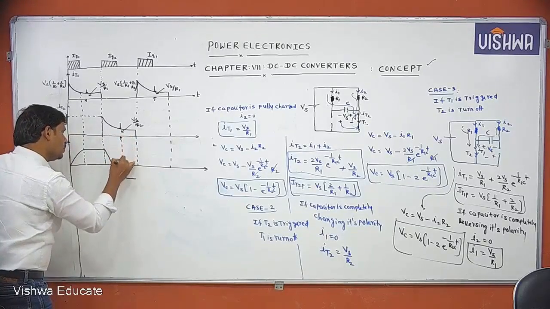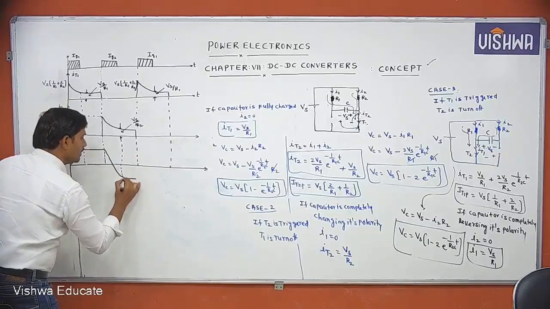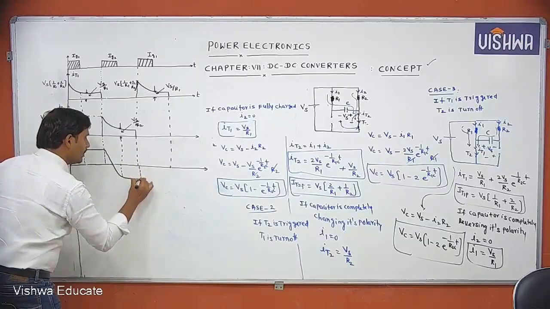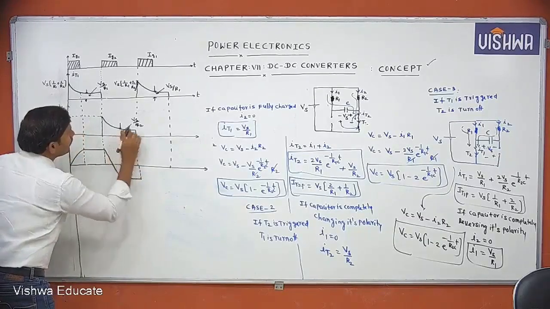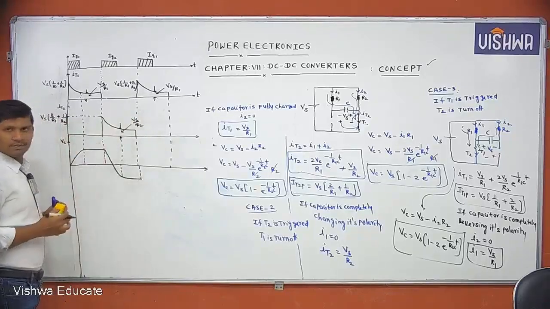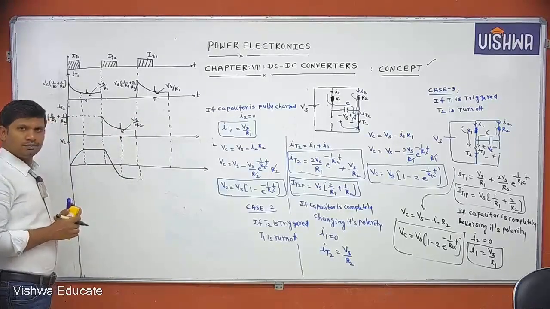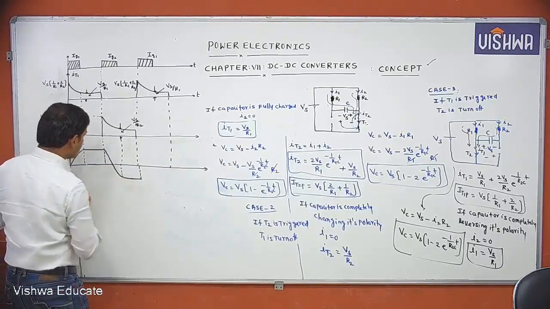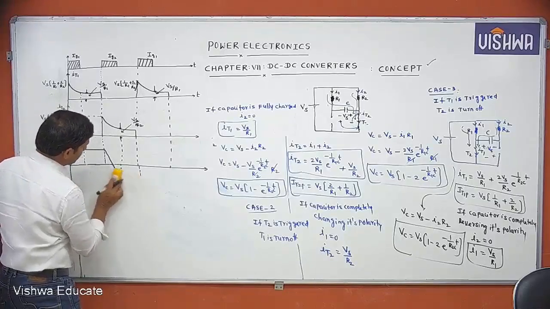Once it is charged to plus Vs to minus Vs, the voltage is minus Vs. The only current is Vs by R2. That is, I1 becomes 0. Once it is completely charged, plus Vs to minus Vs.